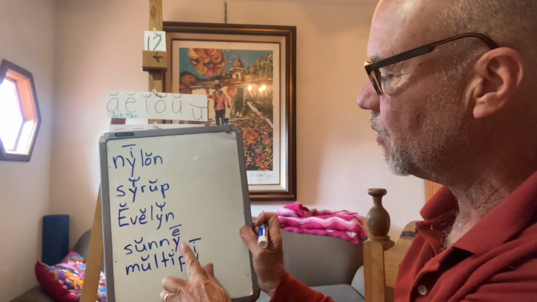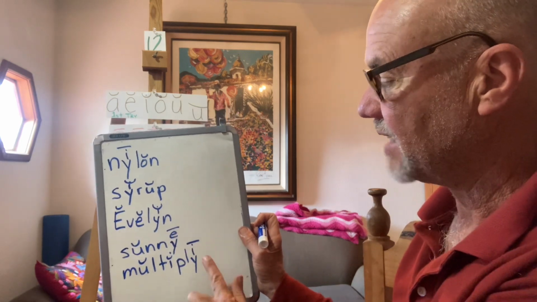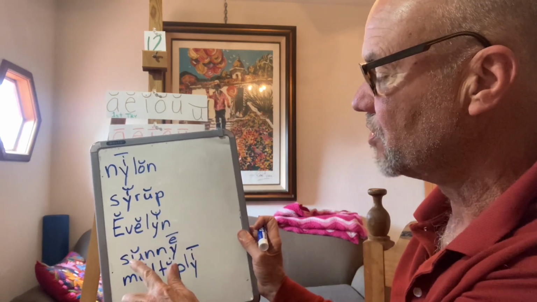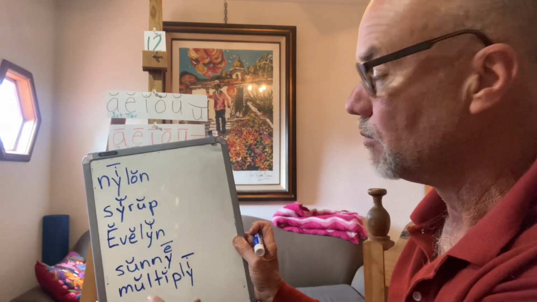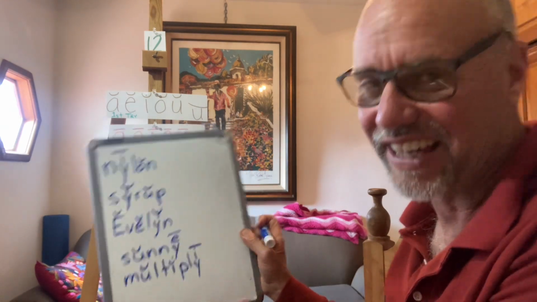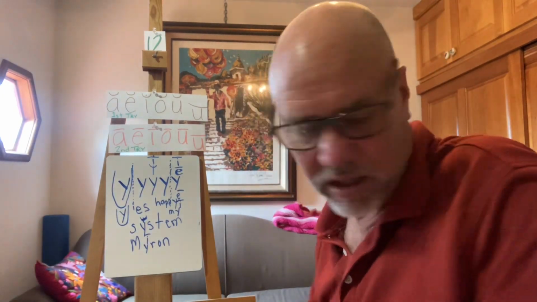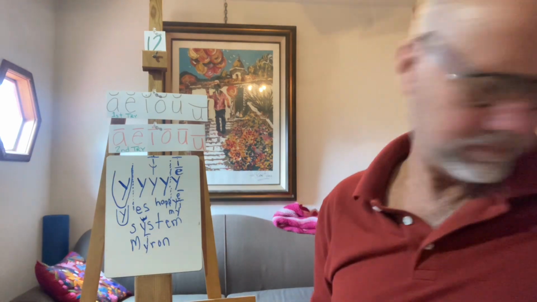Y at the end of a root word. First try E, second try I. First try E, sunny. Second try I, multiply. Okay? Very good. So we're going to go on to the next.